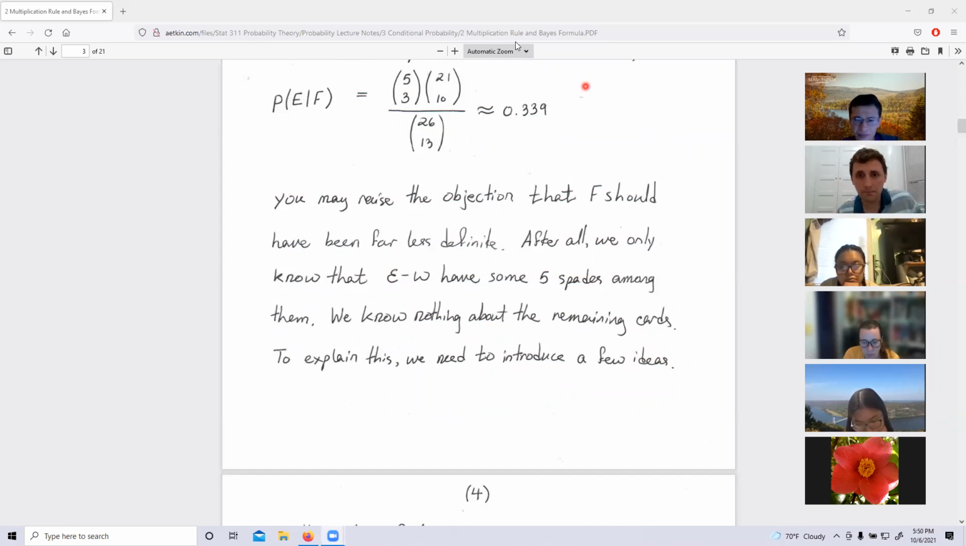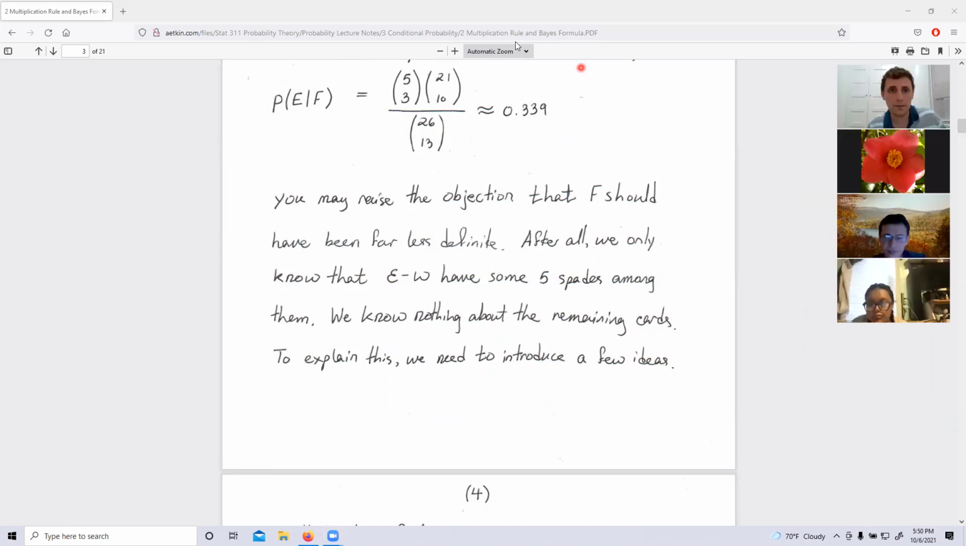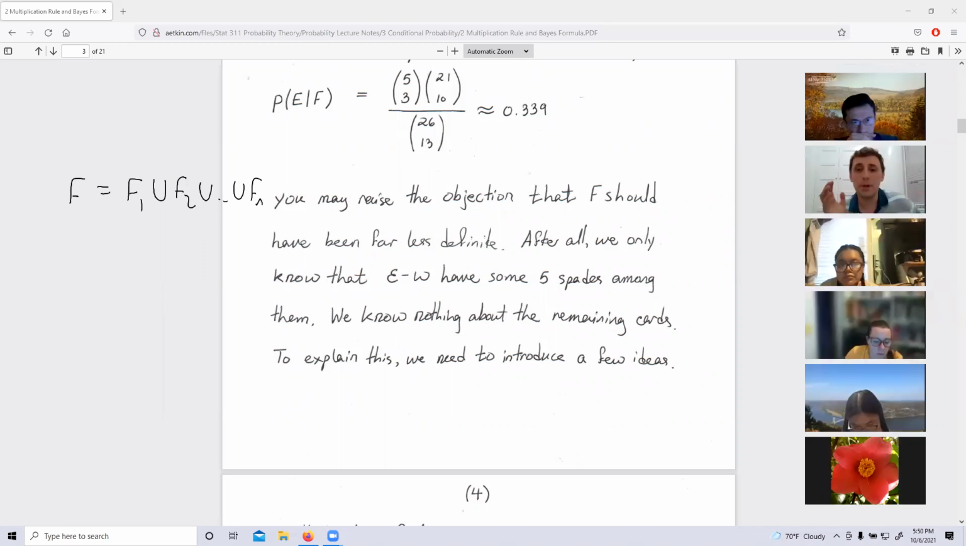But in other words, what I'm saying is that the actual event F is equal to disjoint events F1 union F2 all the way to some Fn, and each of F1, F2, F3 and onwards is a particular collection of universes, right? And that is a particular collection of 26 cards that are distributed among East and West, right? So the probability that East has 3 cards that are spades, this is the event E.